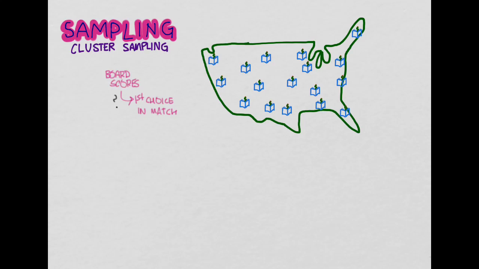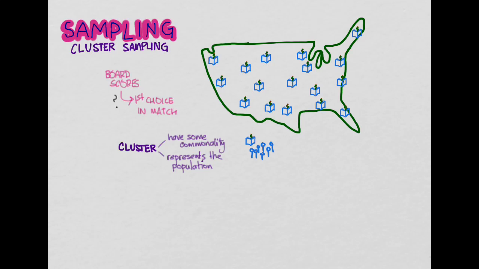So what we could do instead is break them up into clusters. A cluster is a group of people or subjects that have something in common, and yet the entire cluster is pretty representative of the population as a whole. So if we're interested in medical students, a good way to cluster is by medical school.